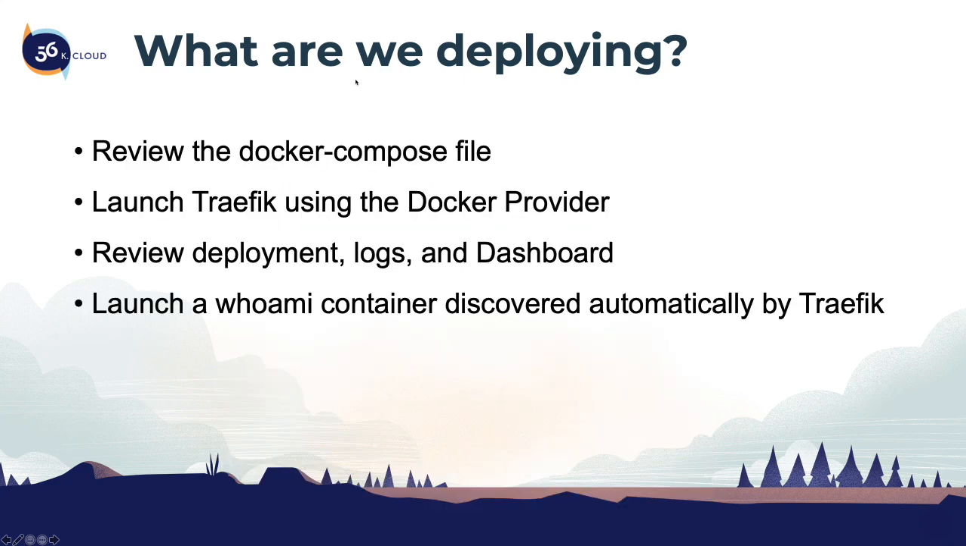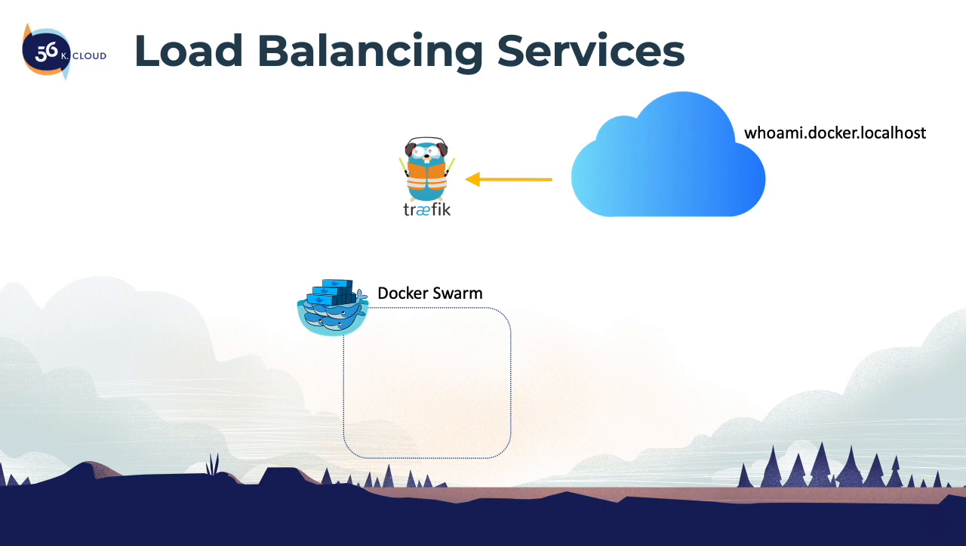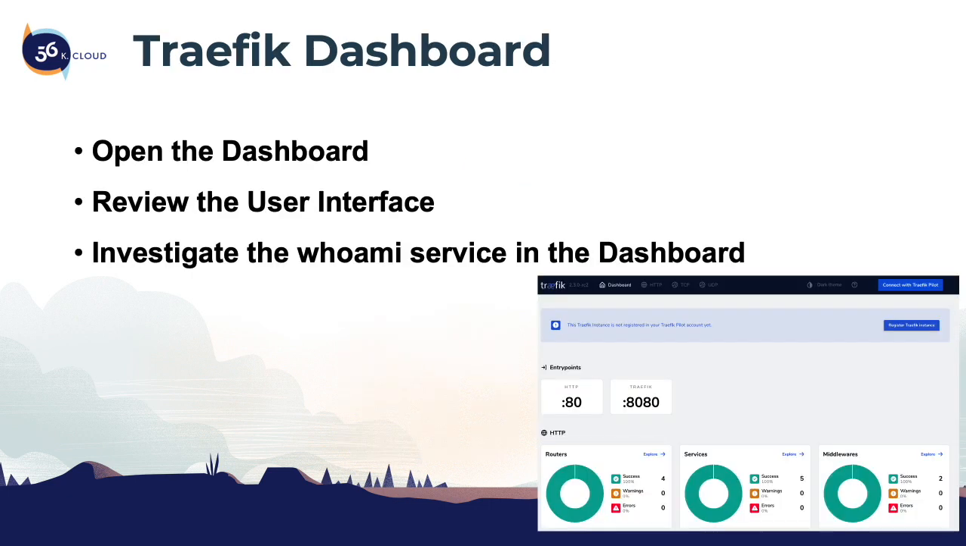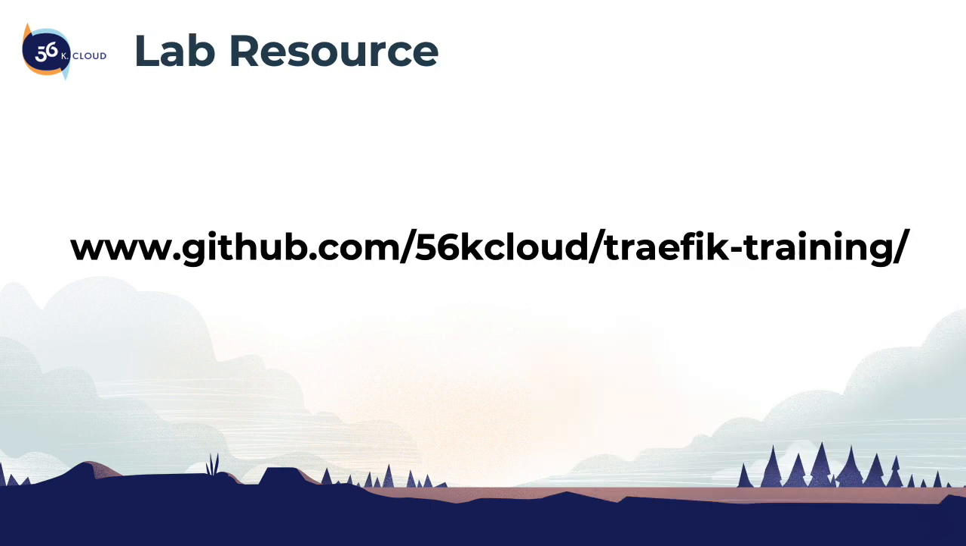What are we deploying? And the load balancing services. So how does load balancing work once we deploy our application? So the Who Am I Docker localhost, the request comes into Traefik, and then it goes down to the Who Am I containers. We saw that also in the Cats demonstration, where we had 3 Cats applications, and as we requested, Traefik automatically load balanced by round robin to the proper container. So you can see as it goes through. We're able to open the dashboard, review the interface, and investigate the Who Am I service through the dashboard, and we're just happy days, right?